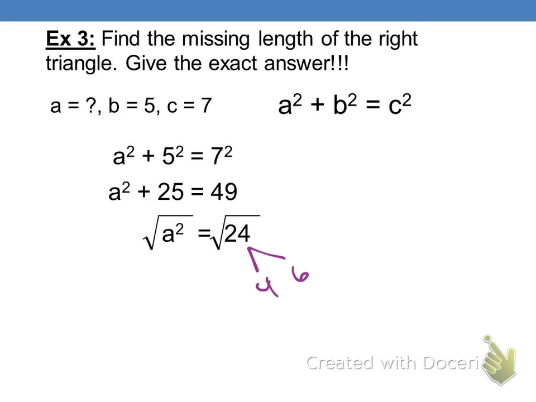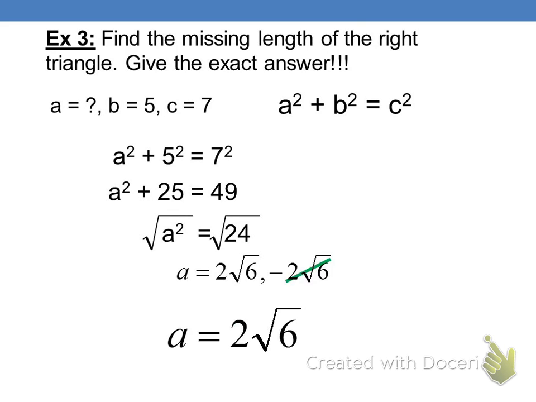4 and 6. 2 and 2. 3 and 2. The 2's come out. So it's going to be plus or minus 2 square root 6, but do I need the plus minus? No. All right, the tree's going to go away. Bye, tree. Don't need the negative. My answer is 2 square root 6.